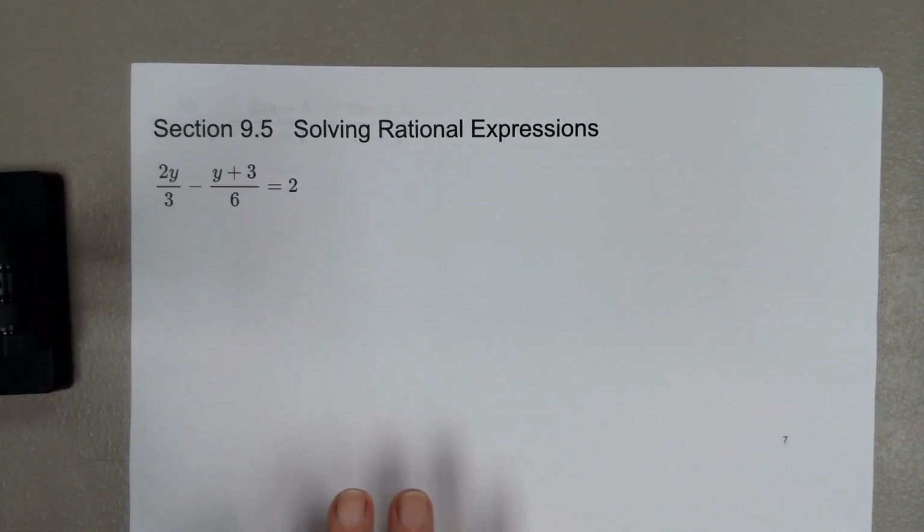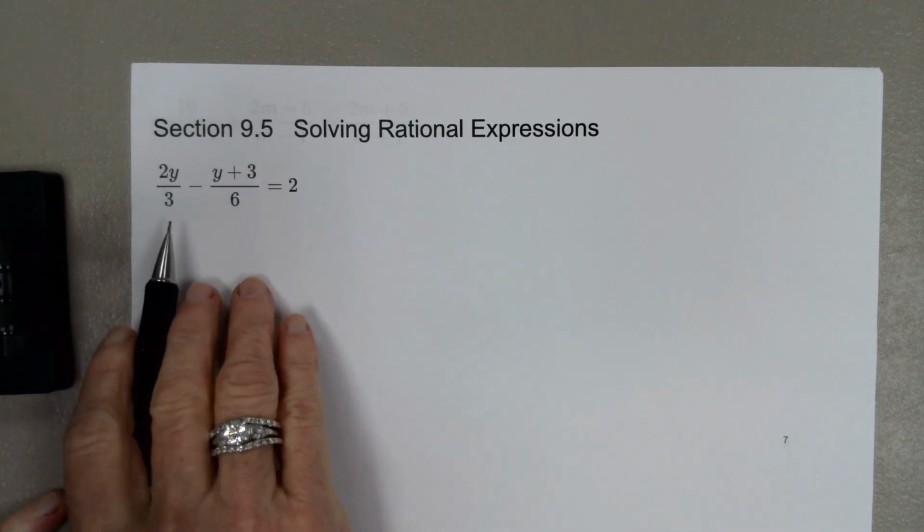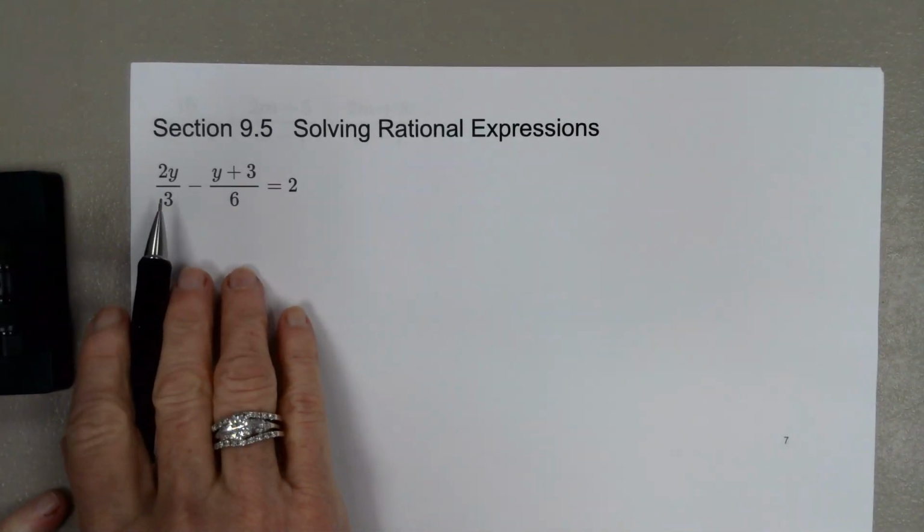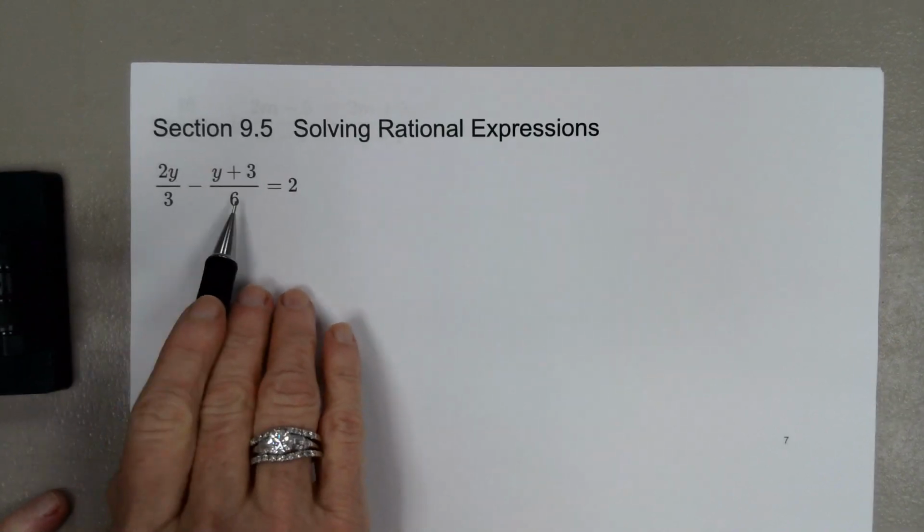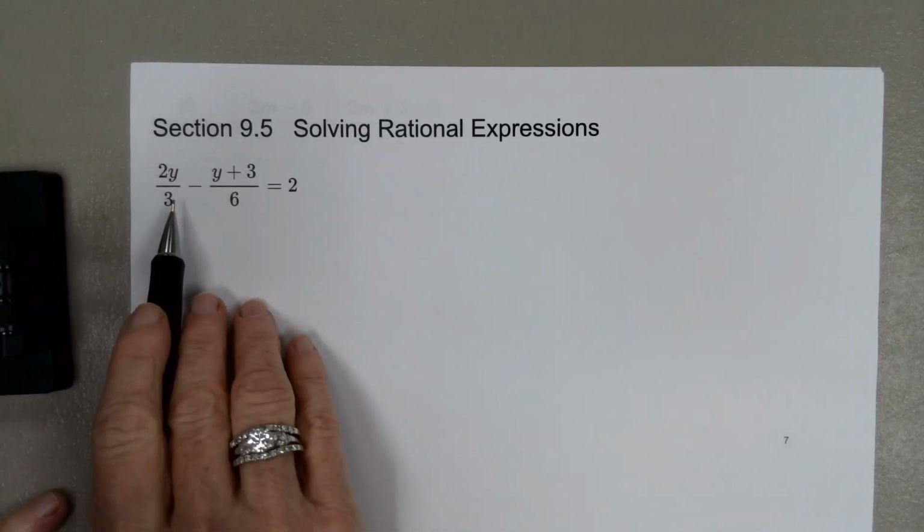All right, the last section was solving rational equations, and what happens here is you have fractions on both sides, and there are several different ways you can do it. You can do a common denominator all the way across. You can do a common denominator on the left side and then reduce down. So I think that's what I'm going to do here, but it can be done either way. So the common denominator on the left side is 6.